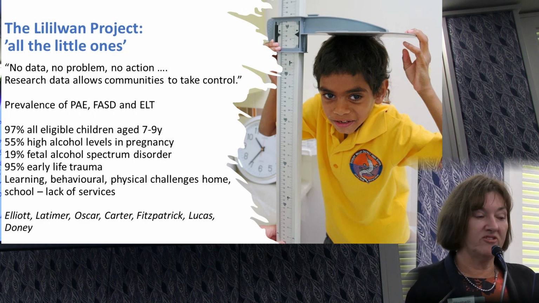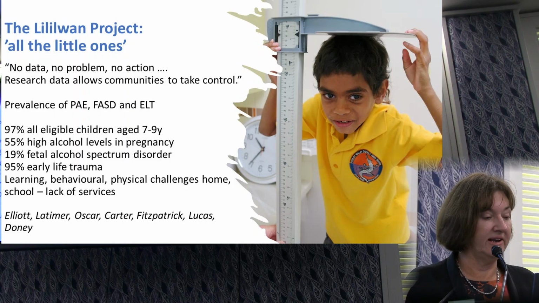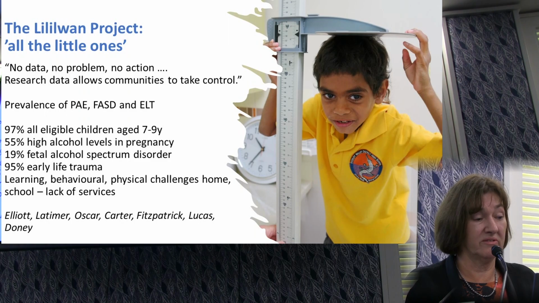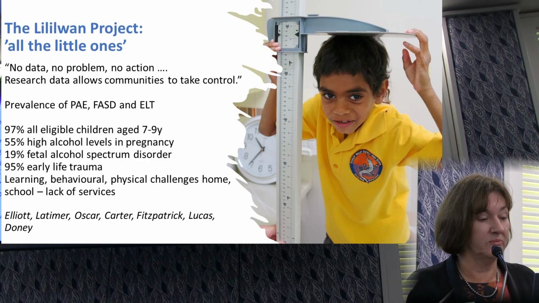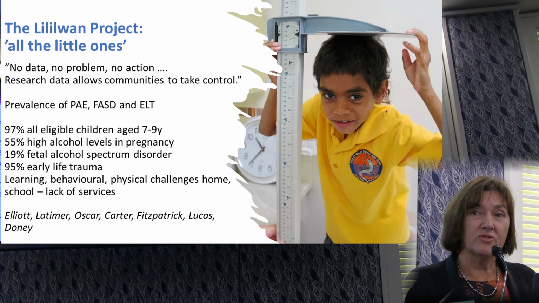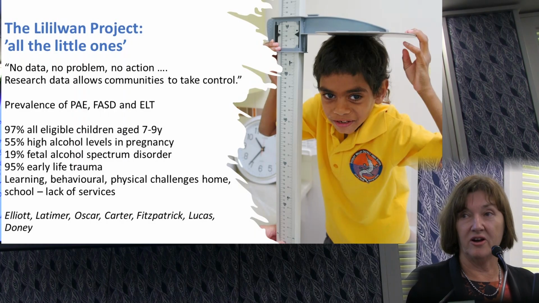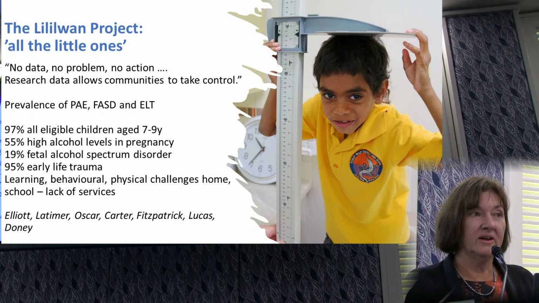We had participation by 97% of all children aged 7 to 9 living in these 36 communities. 55% of them were exposed to very high levels of alcohol, maybe 10 or more drinks 3 or 4 times a week, and 1 in 5 of them had fetal alcohol spectrum disorder. But of course many of them also had early life trauma, and they had all the learning, behavioural and physical challenges at home and at school that you might expect from this diagnosis.